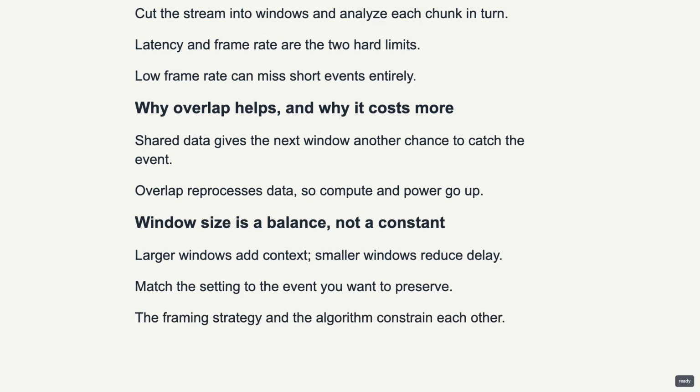Algorithm choice also changes the amount of context you need. A threshold on a derived feature may work with a small slice of data, while a sequence model may need a carefully shaped window because meaning appears across time.